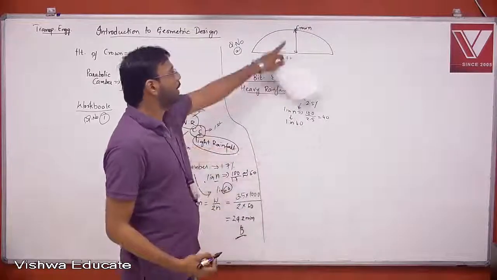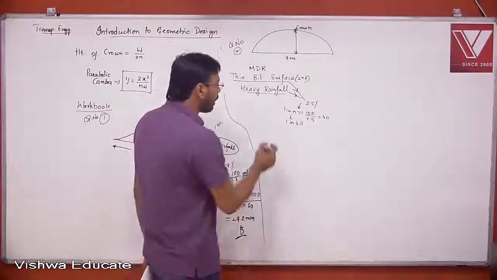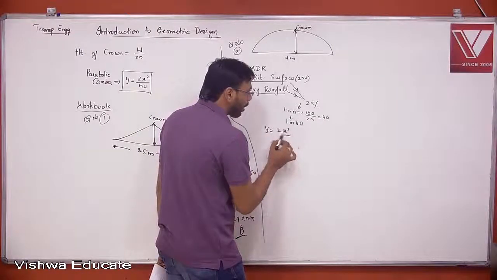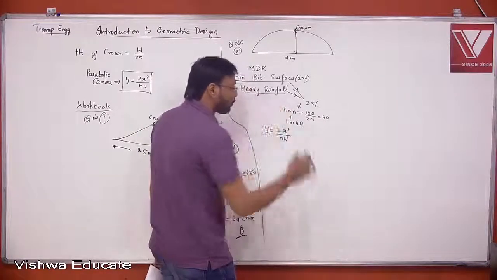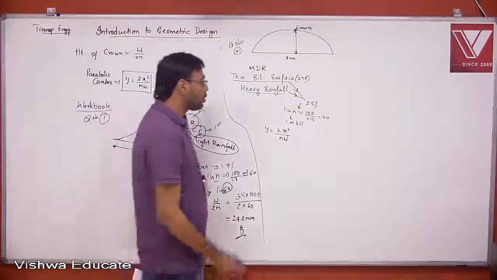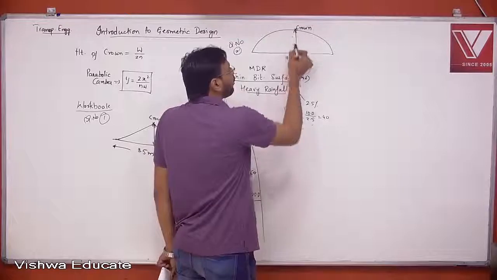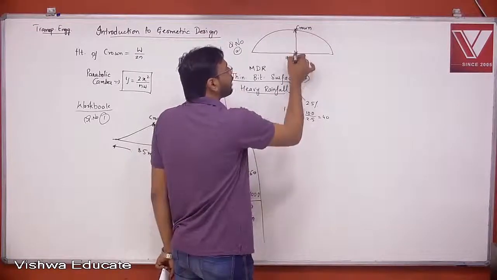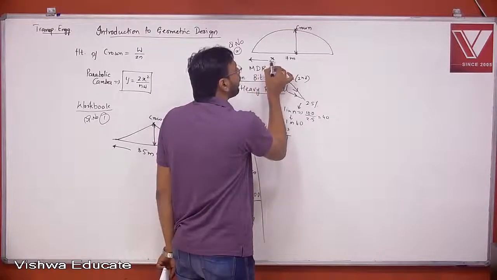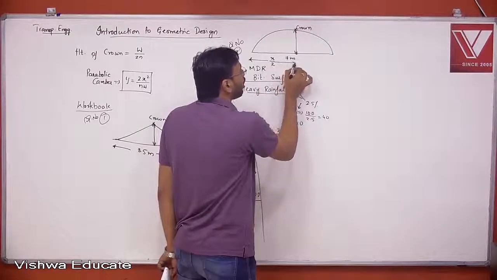So this is a parabola here. I'll be using the equation for a parabola, y is equal to 2x squared by nw. So I want the height of crown. I want the height of this parabolic shape at a distance of x by 2.